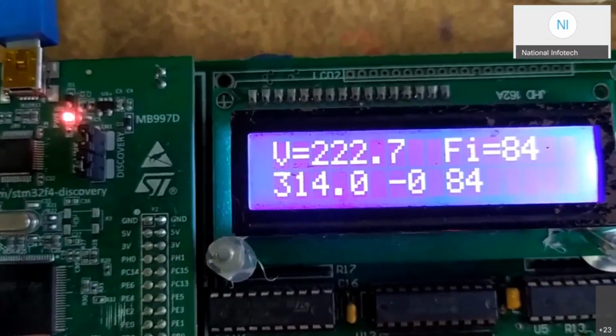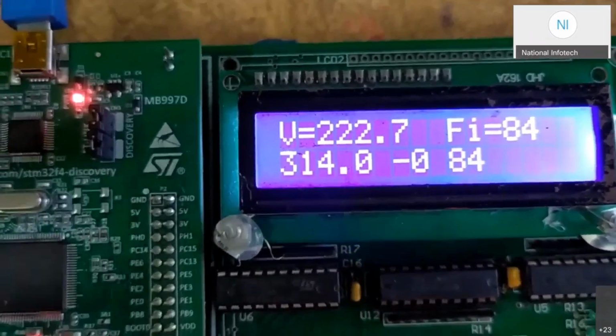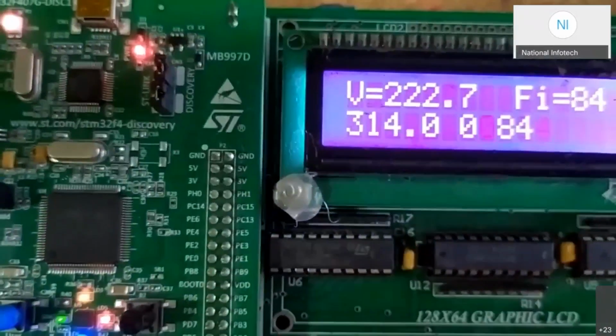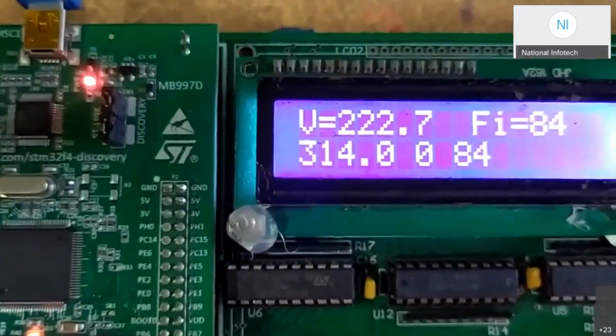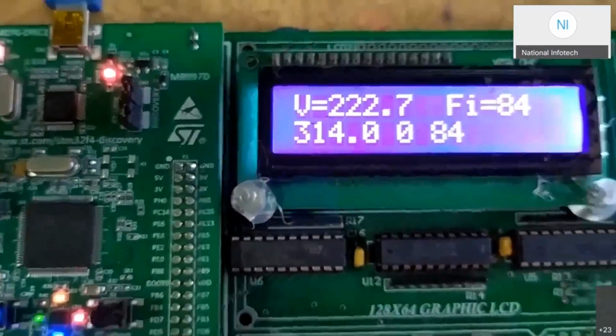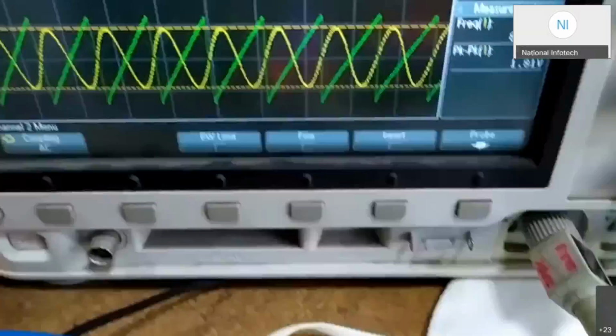So our vector is rotating at that rate only, that is nothing but 84 something. But our D axis we are maintaining. In the maintenance of the D axis, we can observe that variation, and it is tracking that. Now we will see in the scope. So now we will track that.